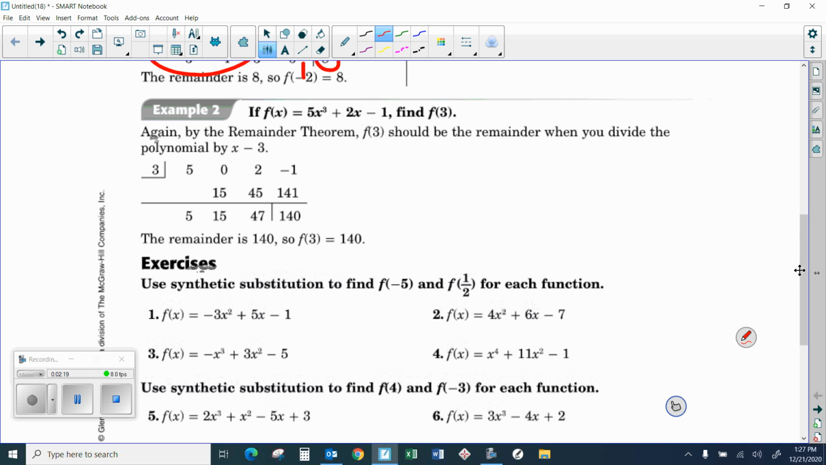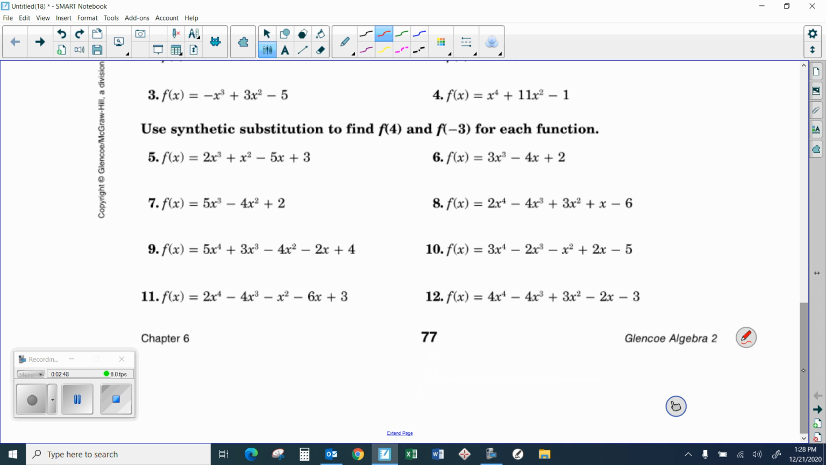So plug in 3. So here, notice we're missing a term. We have 3, no second power, 1 and 0. So it's plugging a 0 there. Okay, drop it down. 15 times 3 is 45. 45 plus 2 is 47. 3 times 47, 141 minus 1 is 140. So the f of 3 is 140. Remember, that's function notation. Okay. So that's that side. Let's go to the other side.